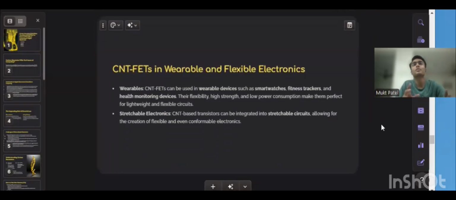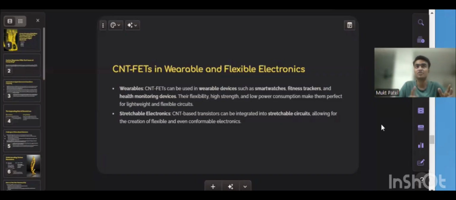Here are the wearable and flexible electronics with CNT FETs. Wearable and stretchable electronics. Here's the first one. Wearable CNT FETs can be used in wearable devices such as smartwatches, fitness trackers, and health monitoring devices. The flexibility, high strength, and lower power consumption make them perfect for lightweight and flexible circuits. Here we are using the smartwatch as in today's generation, and the fitness tracker for fitness tracking and all that, and health monitoring devices, which give the flexibility, high strength, and lower power consumption.